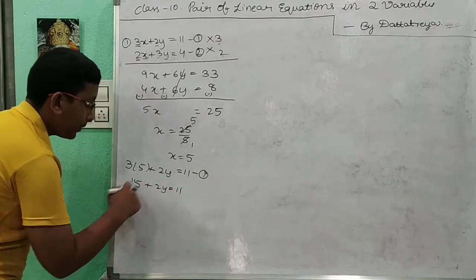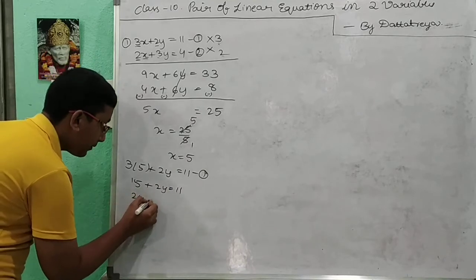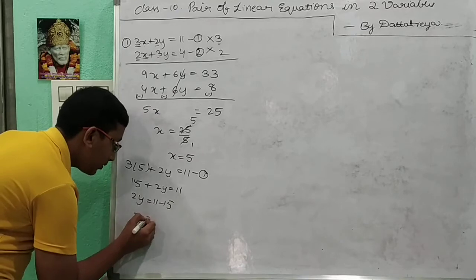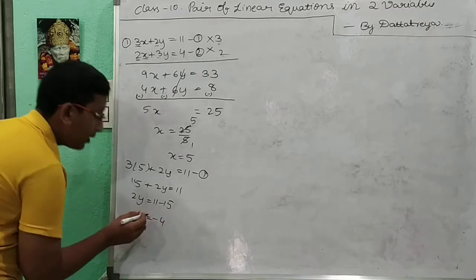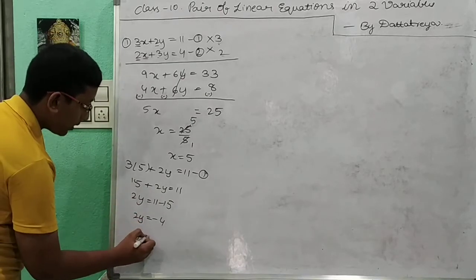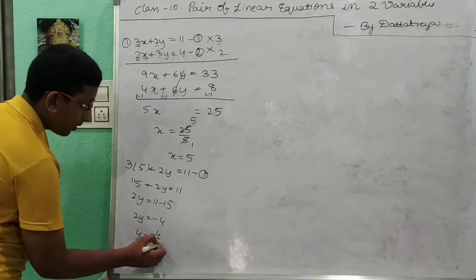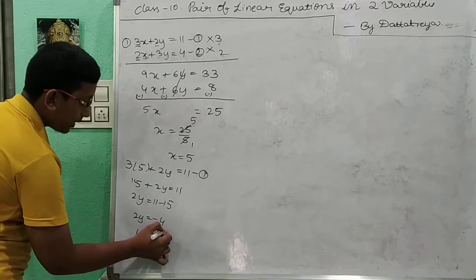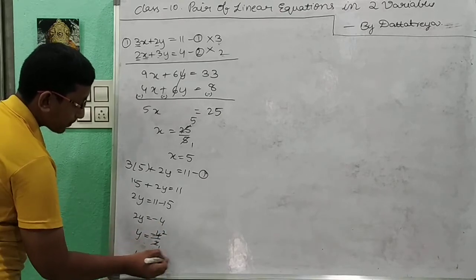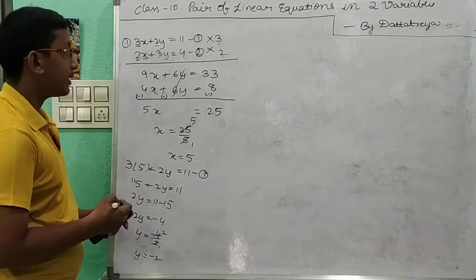Now this 15 will go to that side, so 2y equal to 11 minus 15. Now 2y equal to minus 4, because the bigger number contains the minus sign, so minus will come. So y equal to minus 4 by 2. In the 2 table it will be 1 time, and this is 2 times, so minus 2, so y will be minus 2. I hope you understood this question.